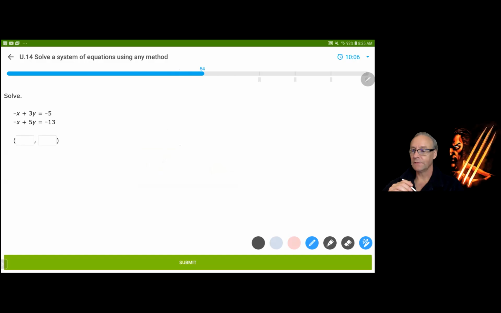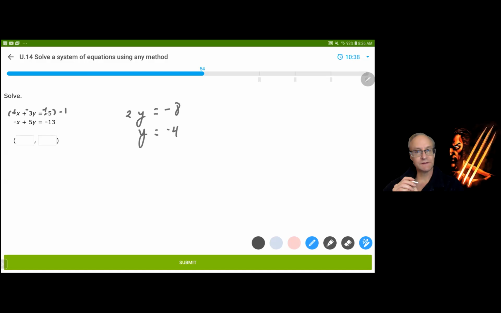So I'm going to go just a little faster. Now this time I need to maybe change the signs of my first equation and add them. So I'm going to go ahead and change the signs and add. That's going to make that a positive x, a negative 3y, and a positive 5. There, got rid of that negative. So now I've got 2y is equal to negative 8, and y is negative 4.